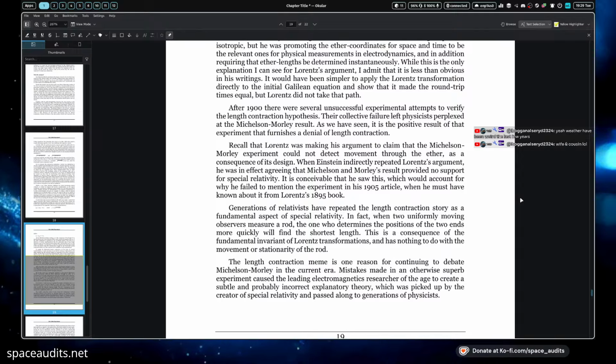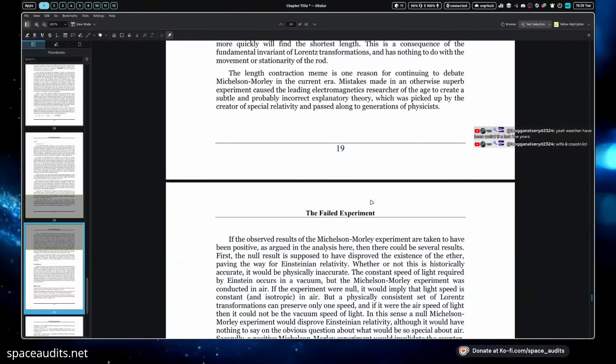Stationarity. That's one of my new favorite words. The length contraction meme is one reason for continuing to debate in the current era. Called it a meme, dude.